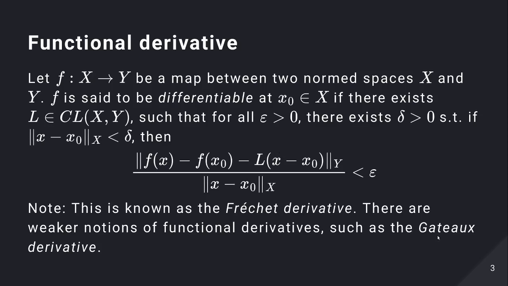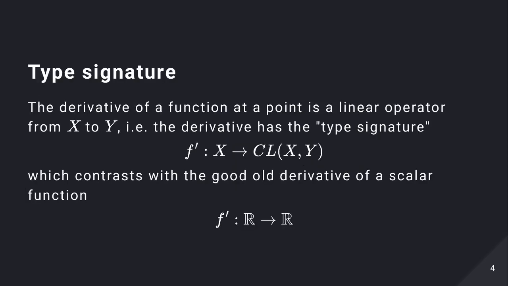If you look at some other definitions, like the Gateaux derivative, it's weaker than that, in that it says the directional derivative always exists, but it's not necessarily a linear map or even continuous. Depending on what your problem is, you may have to use a weaker one. But yeah, let's talk about the type signature of the derivative.